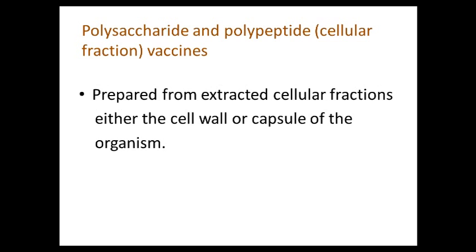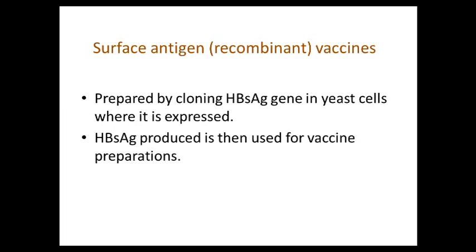The last variety which we are going to speak about today is surface antigen or recombinant vaccines. Now these vaccines are prepared by the process of cloning. The common example is the hepatitis B surface antigen. The gene of this hepatitis B surface antigen is cloned in yeast cells and it is expressed in these yeast cells. The new variety of hepatitis B surface antigen which is produced in the yeast cells is then used for preparing the vaccine against hepatitis B. So this is an example of surface antigen or what we call recombinant, because the gene of the antigen is modified to produce another antigen which has the property to induce antibody production.